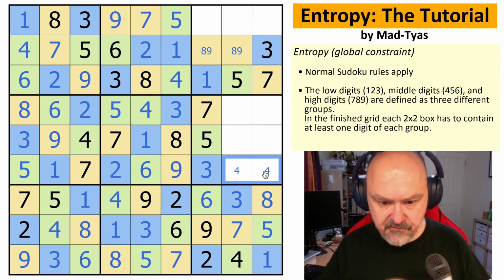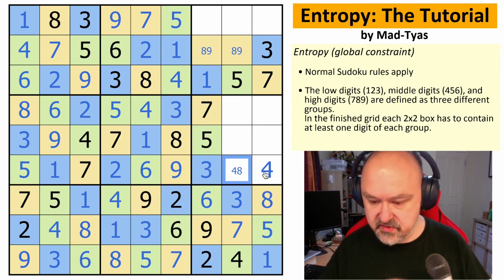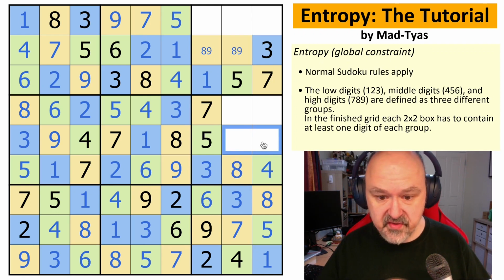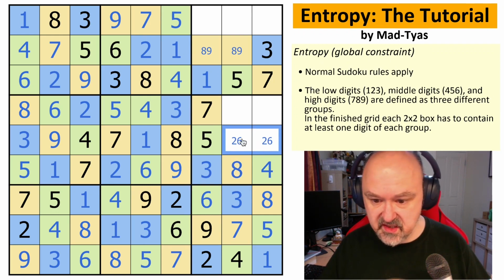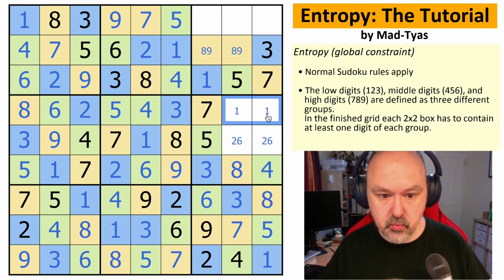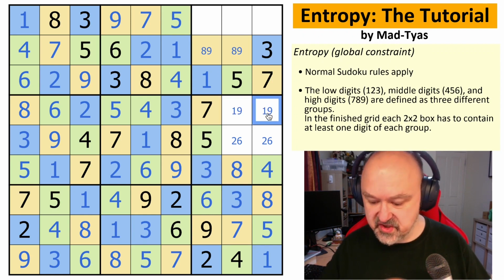This is 4 and 8, and that is resolved by Sudoku. At this point, I imagine I am just using Sudoku, but I could be wrong. This is 2 and 6, which I'm not seeing. This is 1 and 9, which is resolved. That is high, that is low.